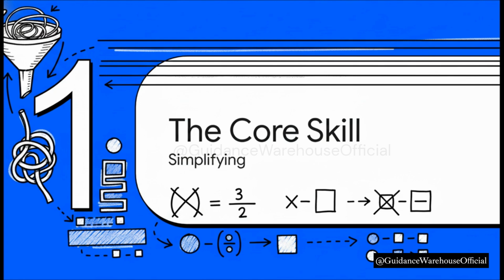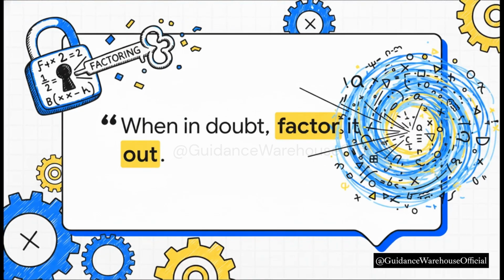Okay, let's jump right in with our first and, I'd argue, most important tool, simplifying. Seriously, if you can get really good at this one skill, everything else we do today is going to feel so much easier. And if there is one thing you remember from this entire explainer, I want it to be this little mantra right here. When in doubt, factor it out. Factoring is like the master key. It unlocks almost every single problem you'll face with rational expressions.